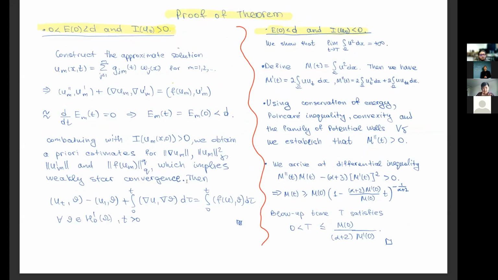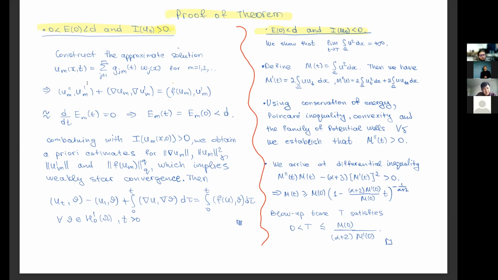So the proof is very straightforward, but we use some properties of the potential wells method. So if we consider this case, for global existence, we construct some approximation solution in the following form. W is some kind of eigenfunction of the H10. Then by using this, by using the definition of weak solution, we can have this form by adding some G prime.